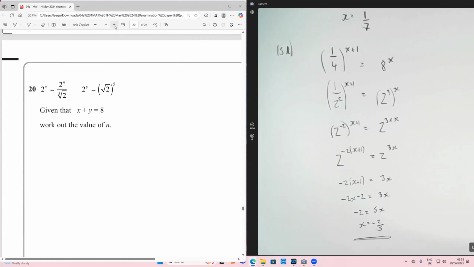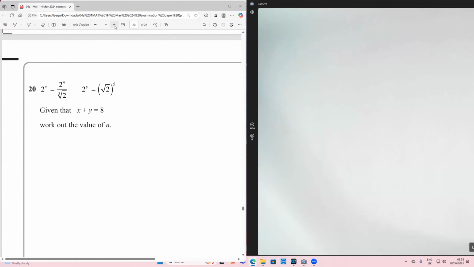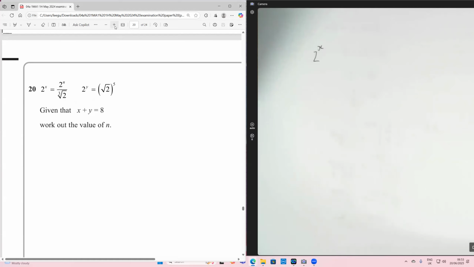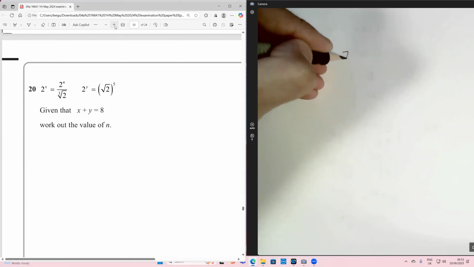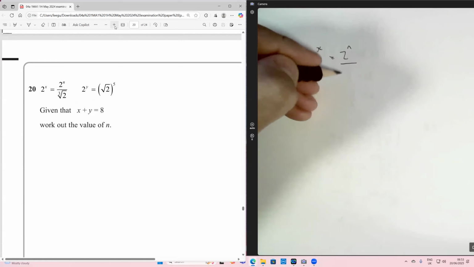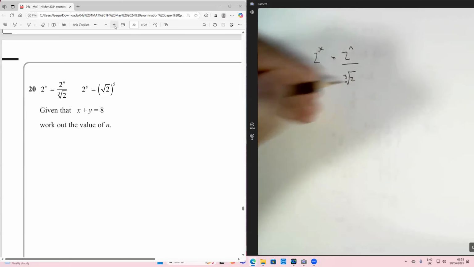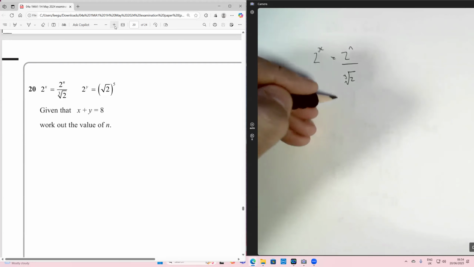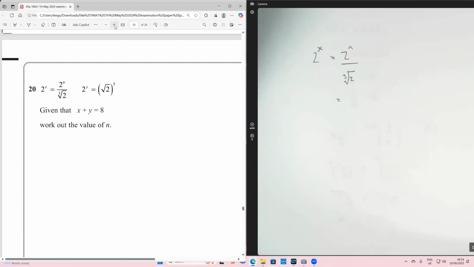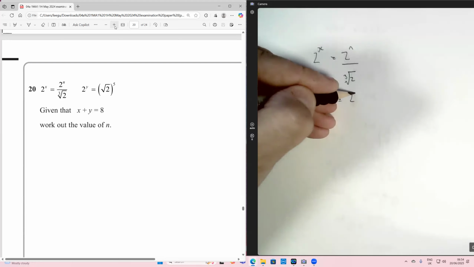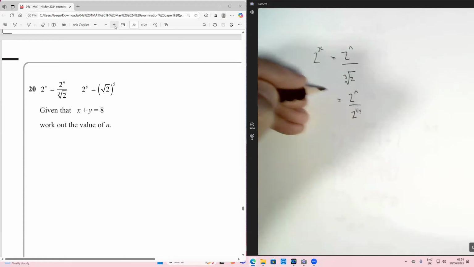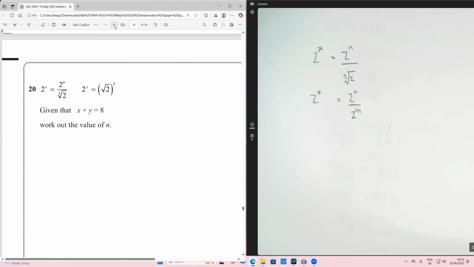So we're going to use all the skills that we've been learning with indices over our last 3 videos, and we're going to apply them. So let's see what we've got. We've got 2 to the power of x is equal to 2 to the power of n over the cube root of 2. Well, first of all, I'm going to rewrite the cube root of 2 as 2 to the power of 1/3. So I've got 2 to the power of n over 2 to the power of 1/3, and that's equal to 2 to the x.